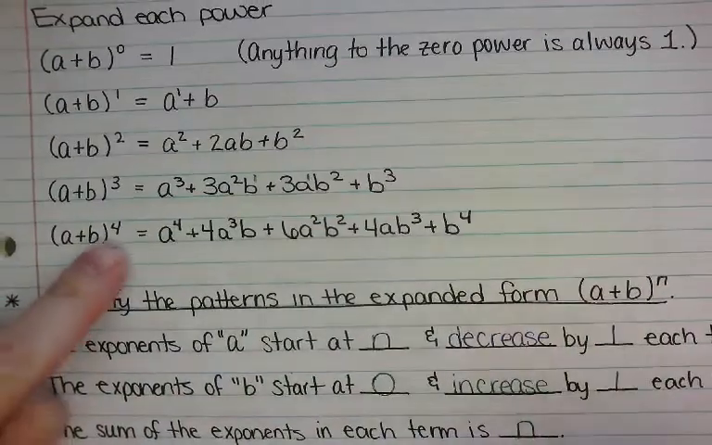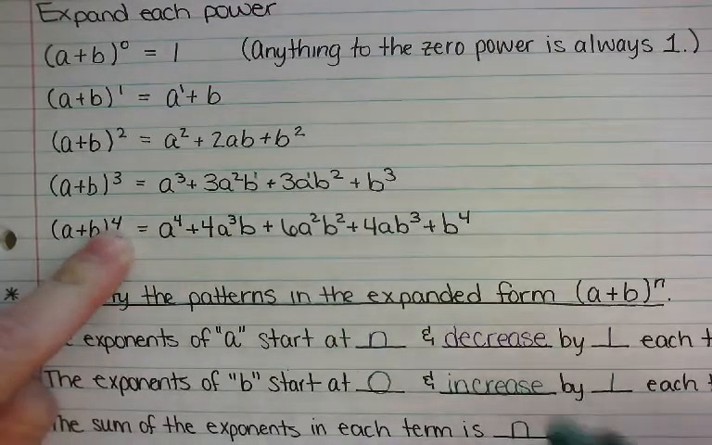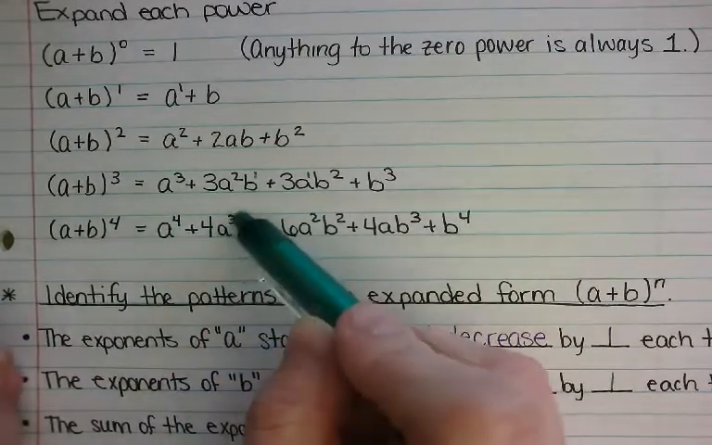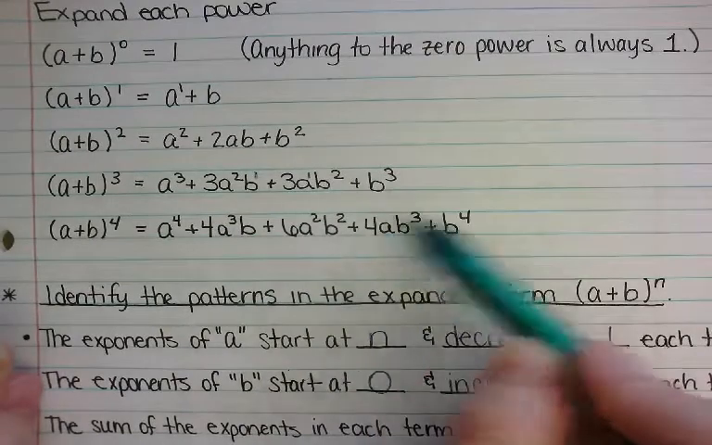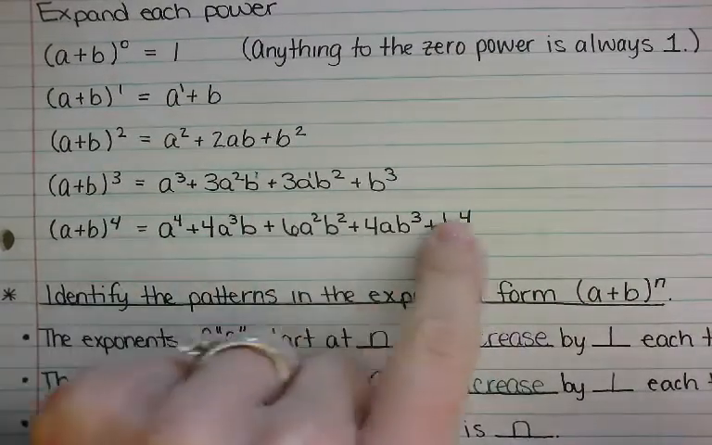So they gave me a fourth degree binomial. Let's look at how many terms that gave us as an answer. So here's 1 term, 2, 3, 4, 5. So when they had a fourth degree, I had 5 terms.